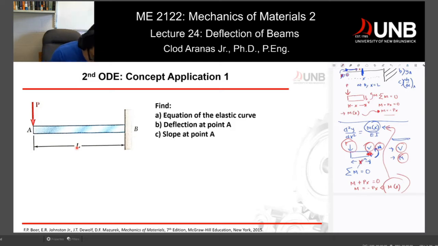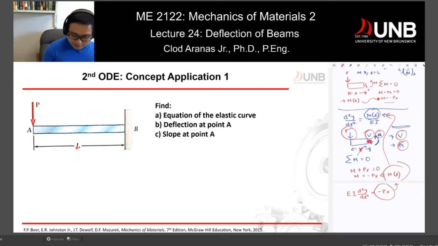So I'm going to substitute EI right now. EI d squared y over dx squared is equal to negative Px. So again, this part right here is your M as a function of X. Now we have this equation. If you go back to what we need, deflection and slope, basically we have to integrate our function. So we can integrate this one.